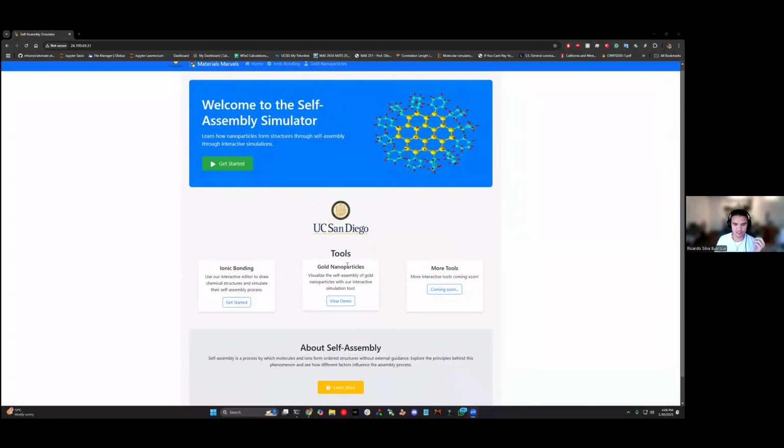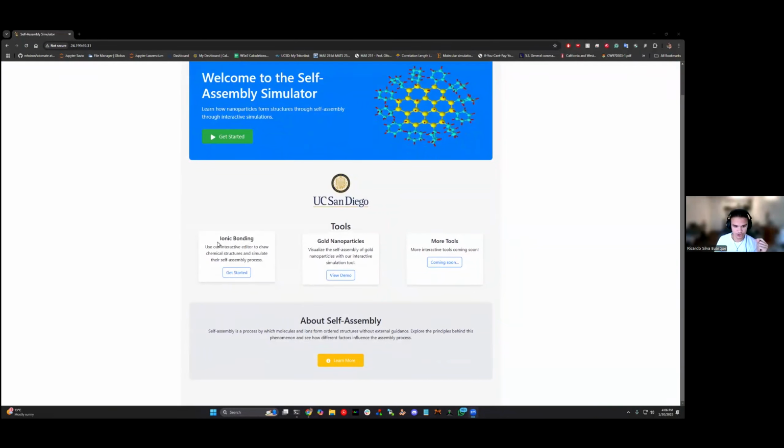So in essence, basically what we have so far, this is our little home page. We have two tools that are already ready. We're going to create a third tool here, which is going to be based on the liposome self-assembly that Yves was just talking about. It's basically going to start from a solution of lipids and water and how they're going to associate over time into that spherical shape that we just noticed.